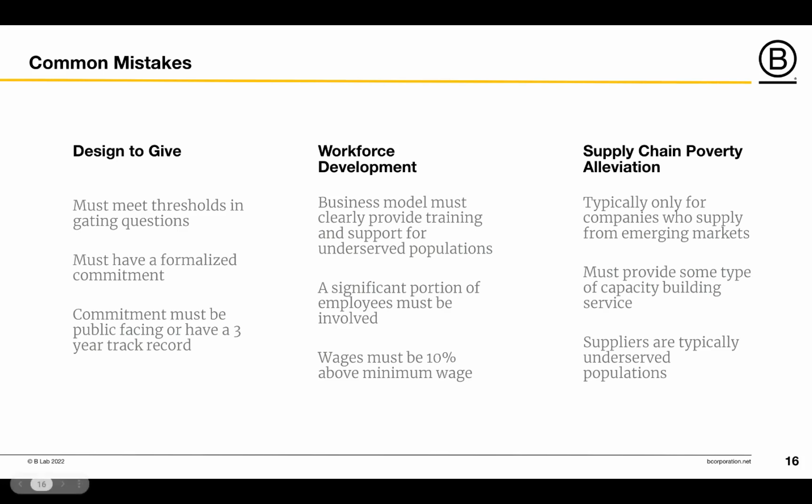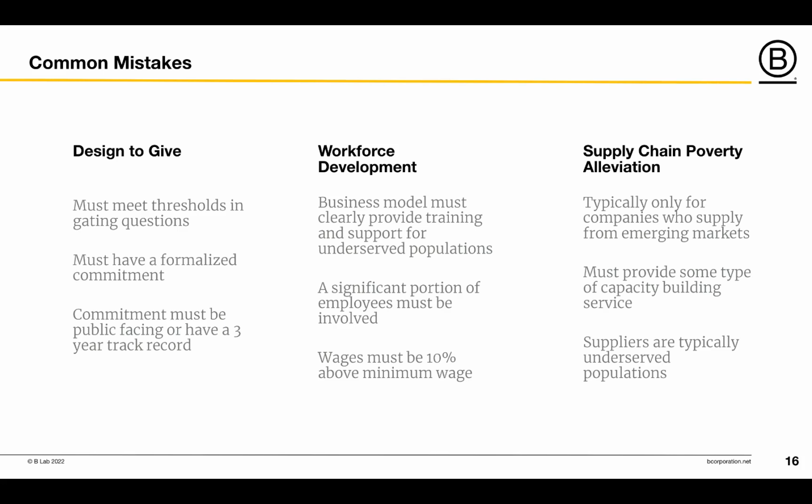First is the Design to Give IBM. It is important to note that you must meet the thresholds mentioned in the gating questions for this IBM. It's also important to realize that you must have a formalized commitment, and also that commitment must be public-facing, and if it's not, you must have a 3-year track record showing that you've met that commitment.